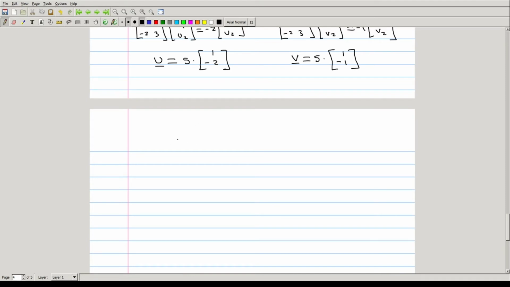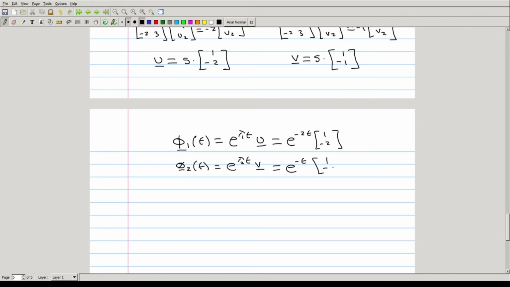And so this means that our fundamental solution set is phi1 of t is equal to e to the lambda 1 times t times the vector u, which is equal to e to the negative 2t times the vector 1, negative 2, and phi2 of t will be e to the lambda 2 times t times v, which is e to the negative t times the vector 1, negative 1.